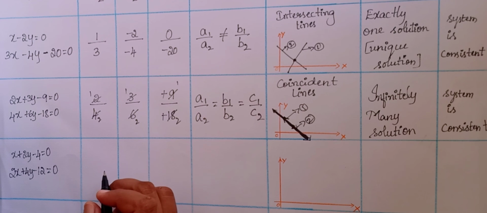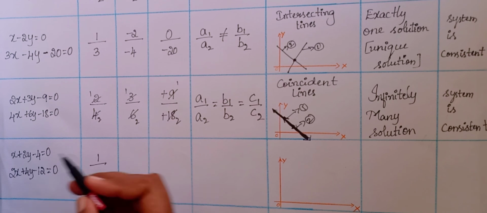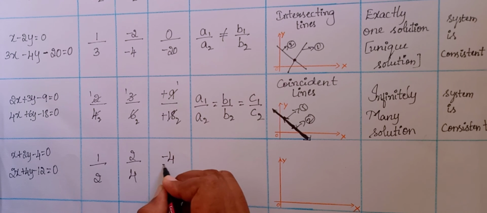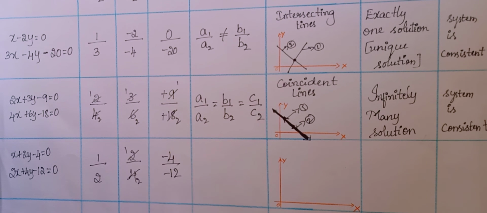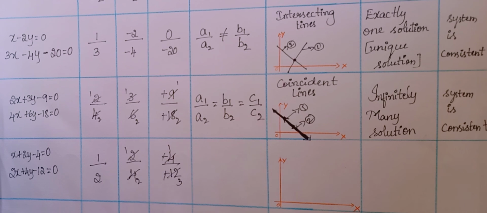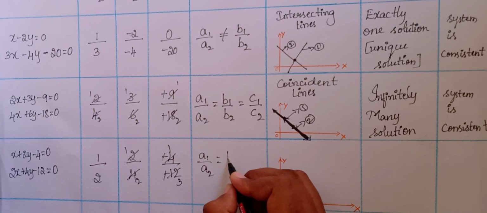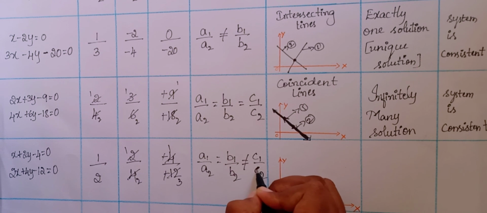Now I will write A1 and A2. A1 is 1, A2 is 2, B1 is 2, B2 is 4, and next minus 4 by minus 12, C1 by C2. Now we will check whether we can cancel anything. We can cancel B1 by B2, we get 1 by 2, and minus minus cancelling, 4 1s are 4, 4 3s are 12. So here we are getting A1 by A2 is equal to B1 by B2, but it is not equal to C1 by C2. So the condition is A1 by A2 is equal to B1 by B2, but this is not equal to C1 by C2.